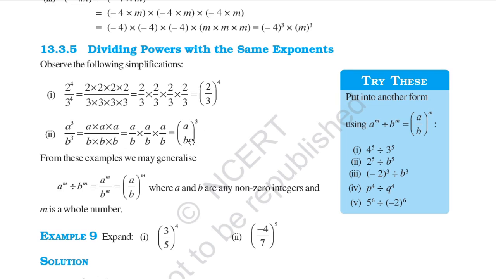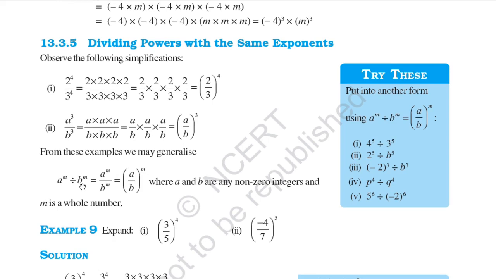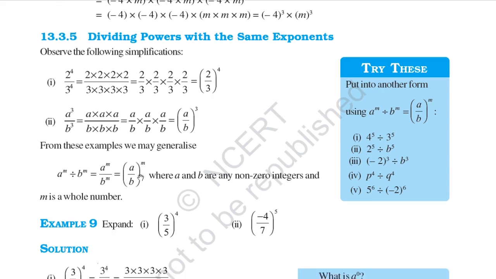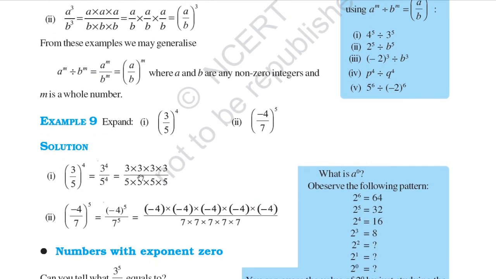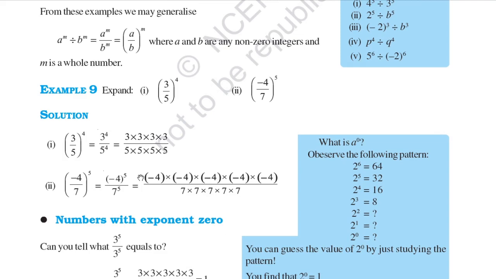So from the examples we may generate: a^m divided by b^m can be written as (a by b) to the whole power m, where a and b are non-zero integers and m is a whole number. So you can see example number 9: expand (3 by 5) to the power 4. When you remove the bracket, you get 3 to the power 4 and 5 to the power 4, so 3 four times multiplied and 5 four times multiplied.